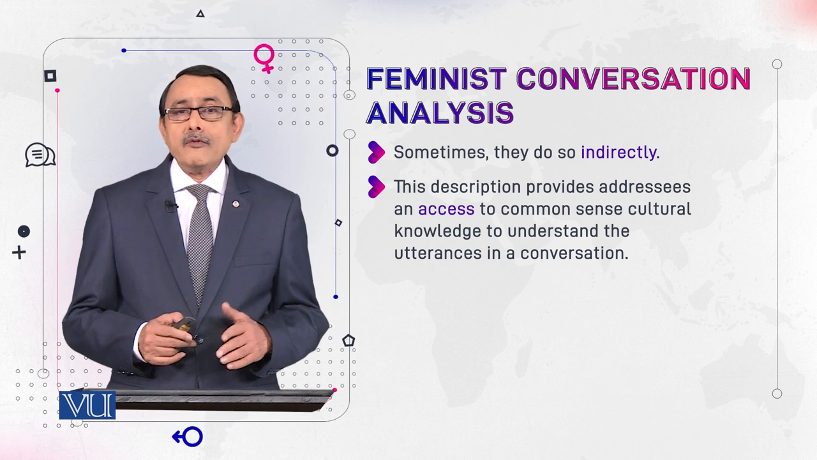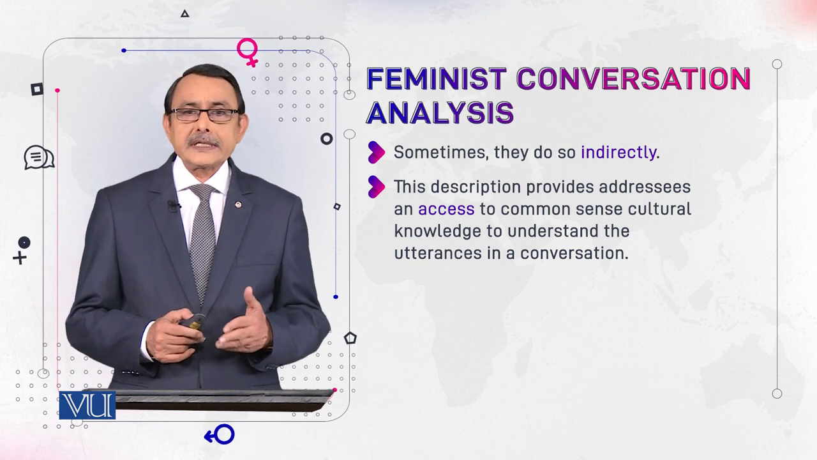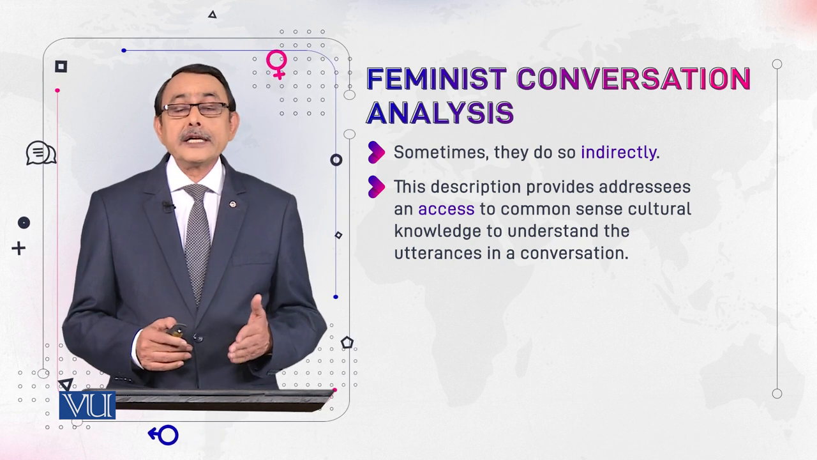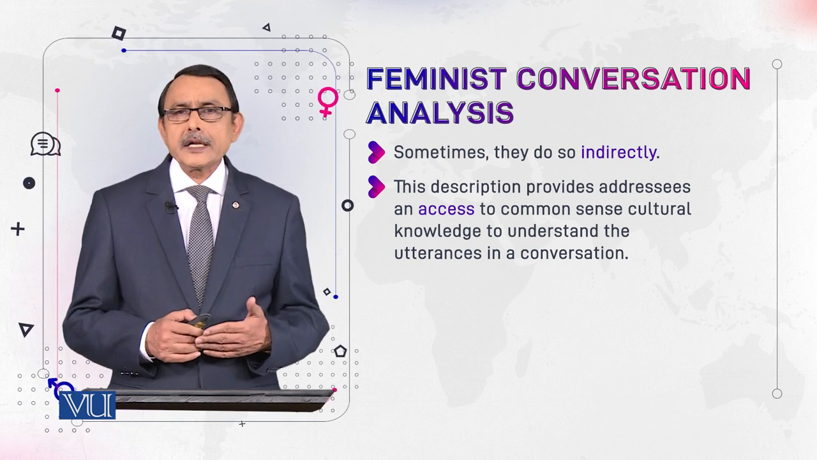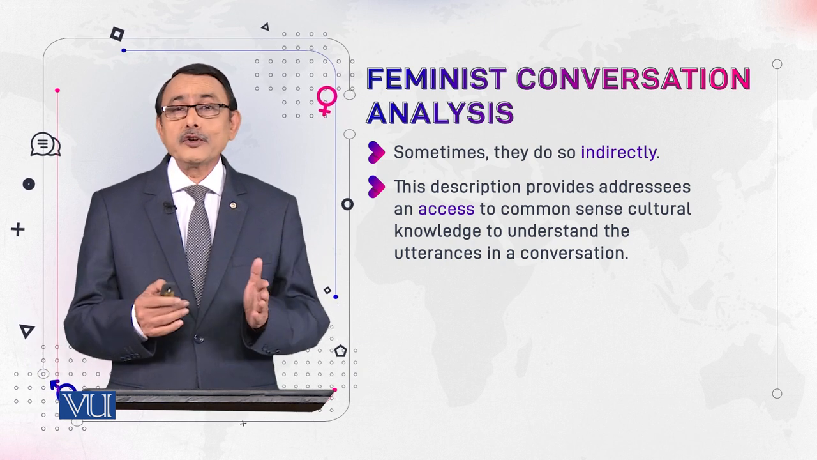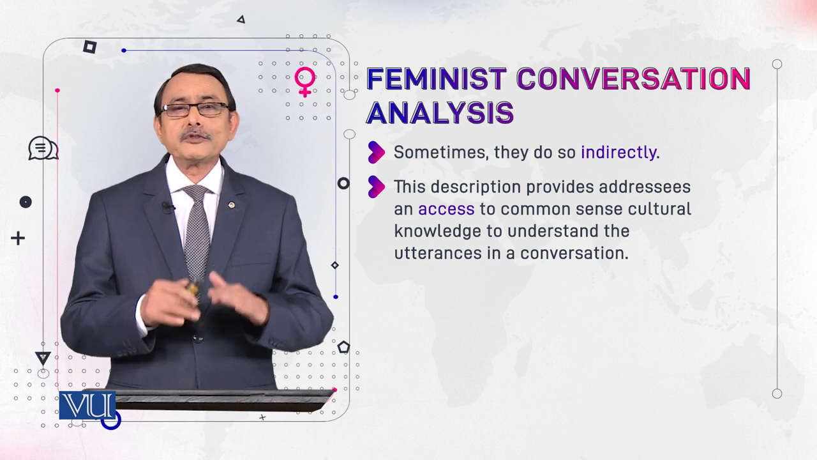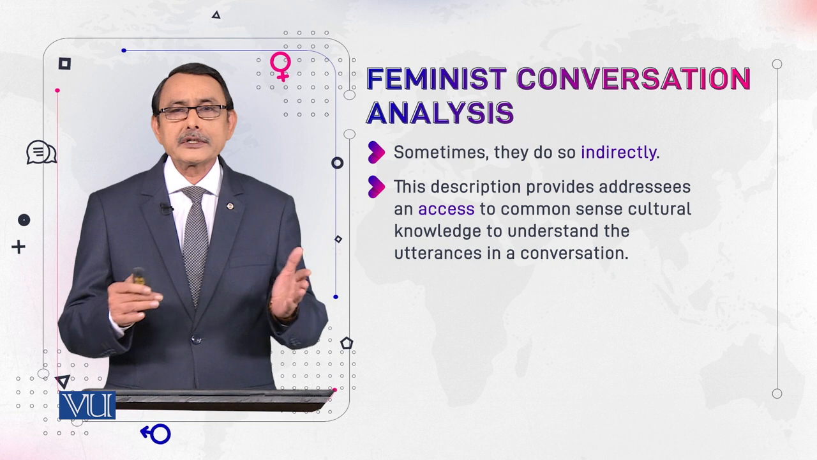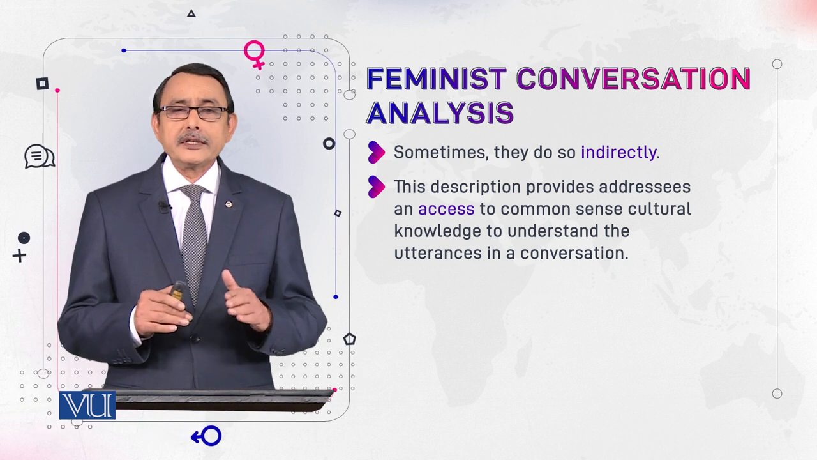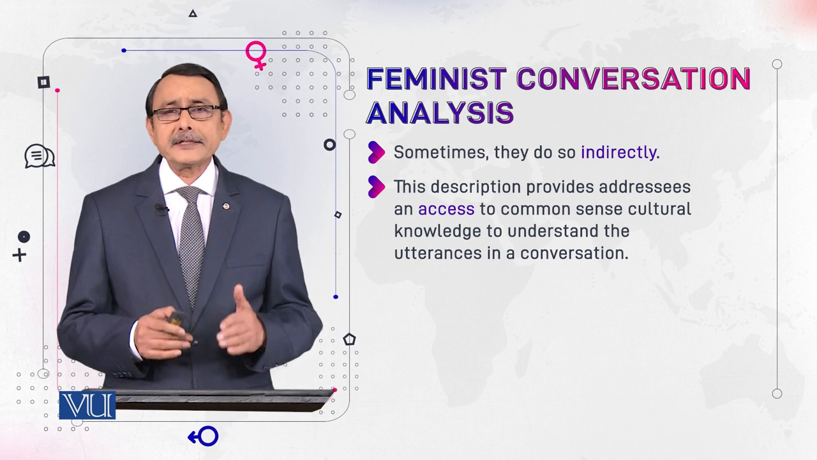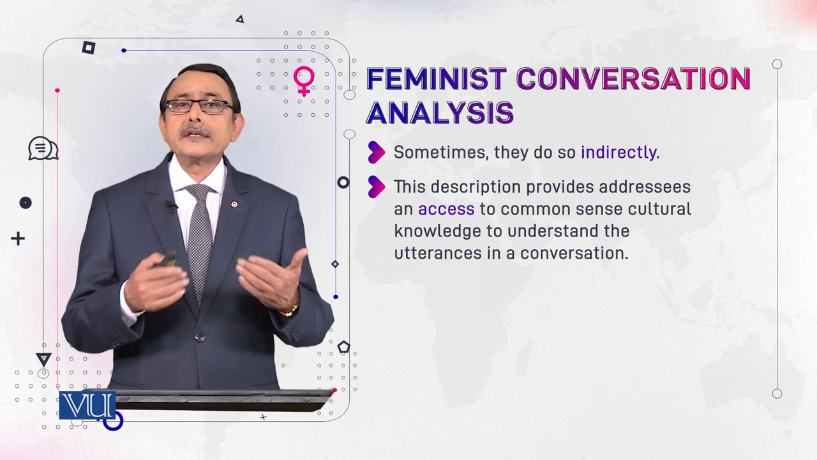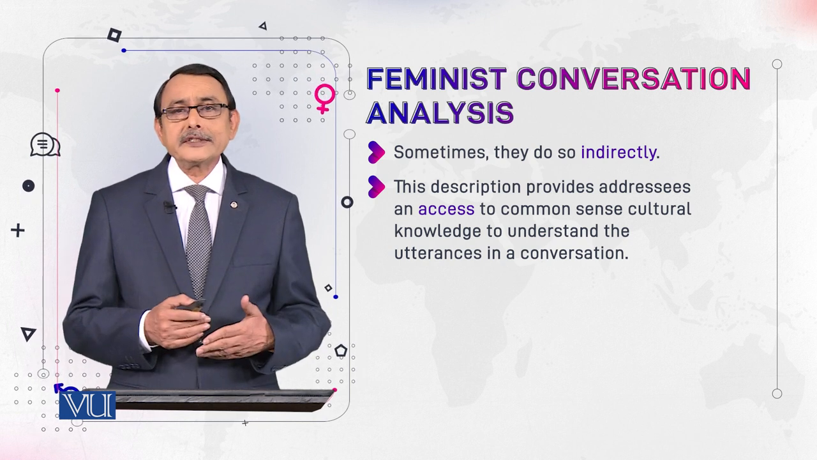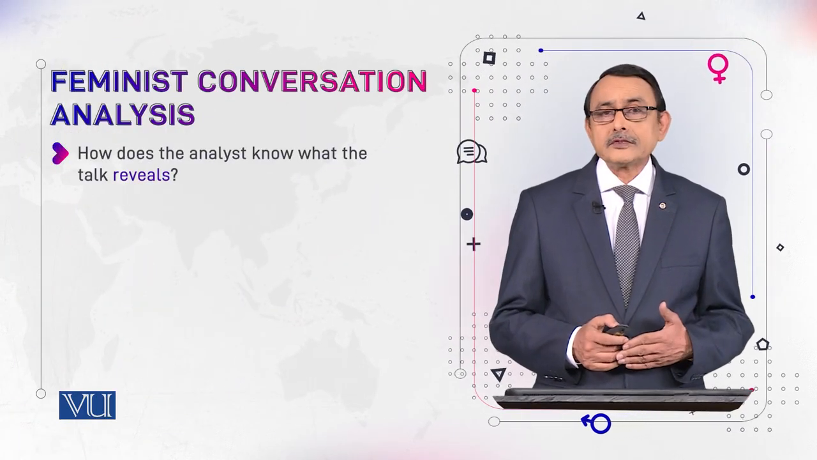Now, what happens when in a conversation a woman says that I am a victim of something at my home? Definitely the person who listens, the addressee, would instantly, because of common sense knowledge, the knowledge that is shared among the people of the same culture, think that, okay, this is a home where somebody abuses this woman, and definitely that person would be her husband. So this is the way the listener or addressee tries to understand the talk of the speaker. How does the analyst know what the talk reveals?